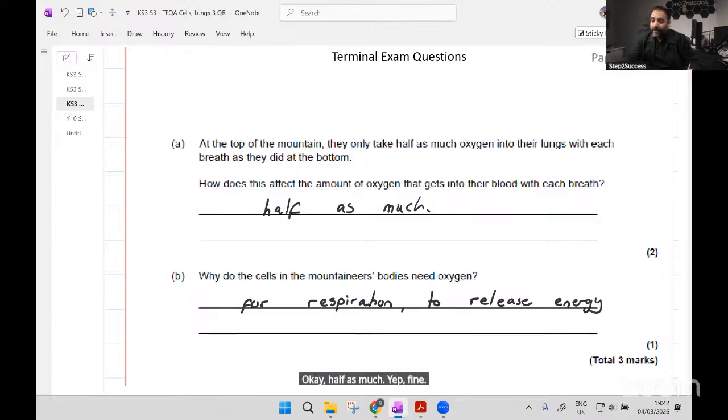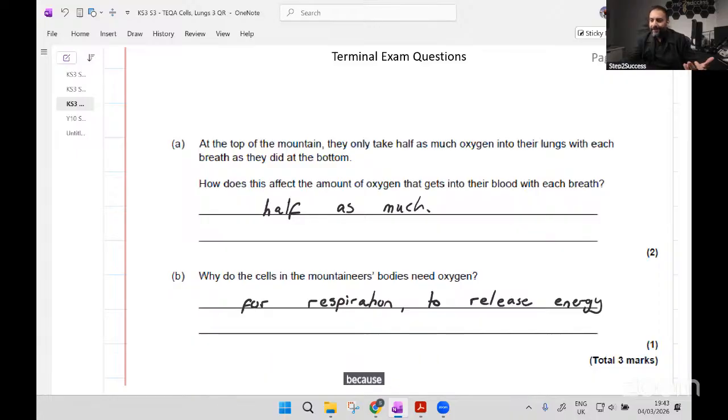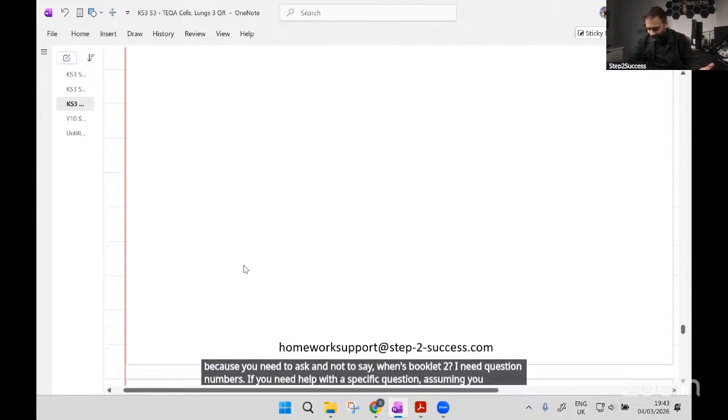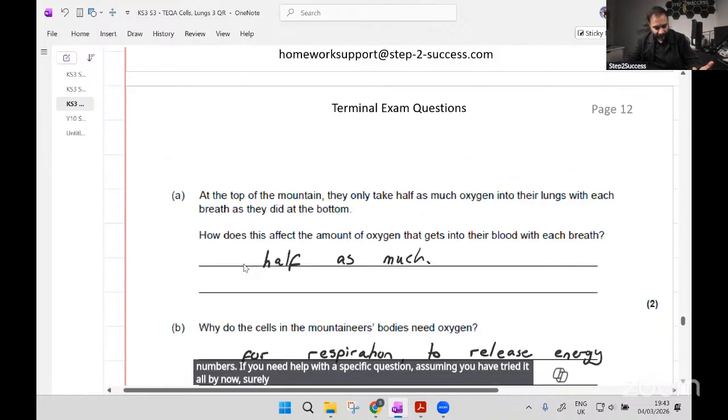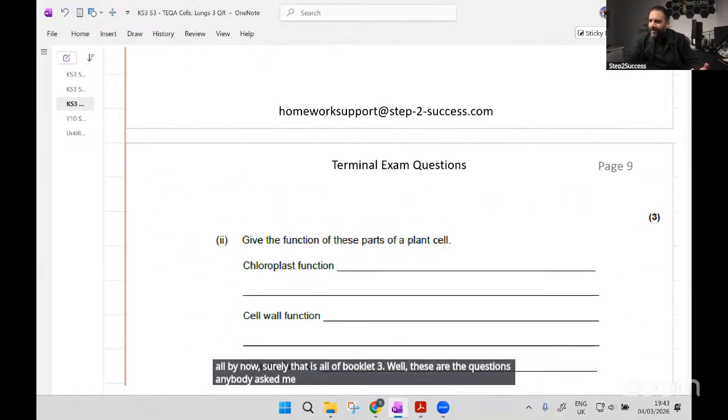Again, if you need any help from any of the other booklets, then you needed to have asked the question number earlier. I'm not going to do anything from booklet 2 now, because you need to ask and not just say, when's booklet 2? I need question numbers if you need help with a specific question, assuming you have tried it all by now, surely. That is all of booklet 3, well, leave the question anybody asked me. Does anybody have any other specific questions from any of the 3 booklets?